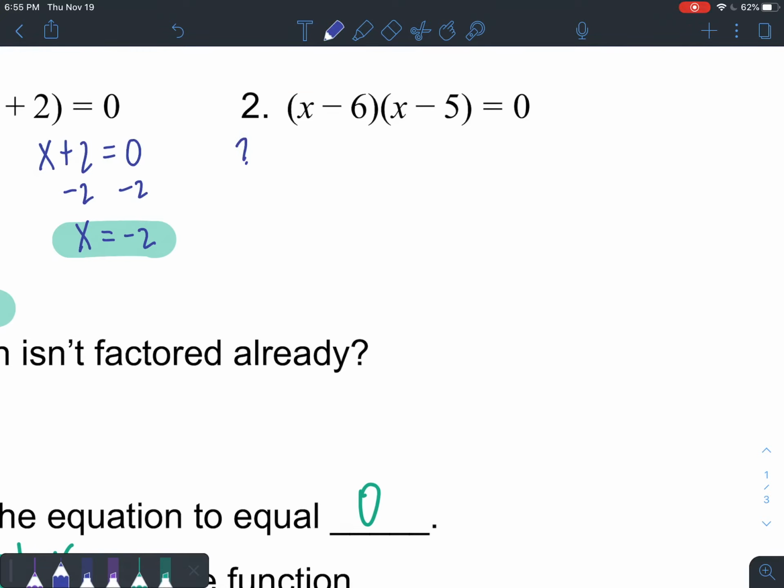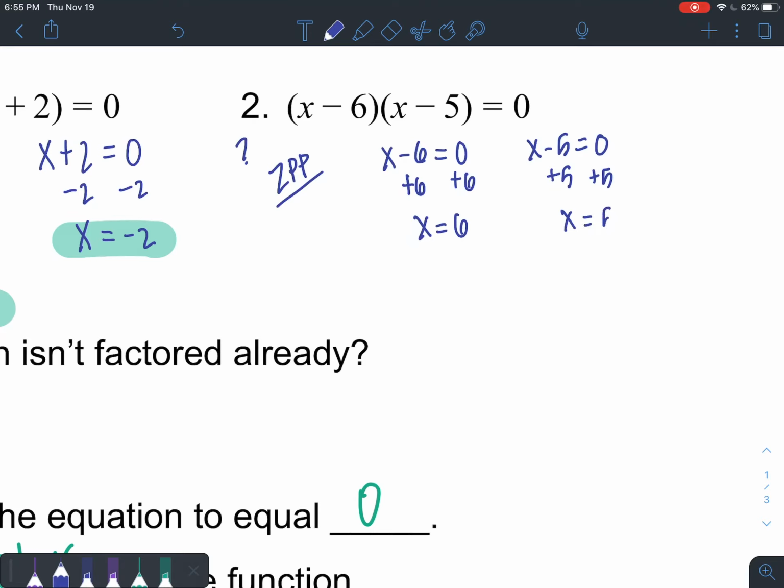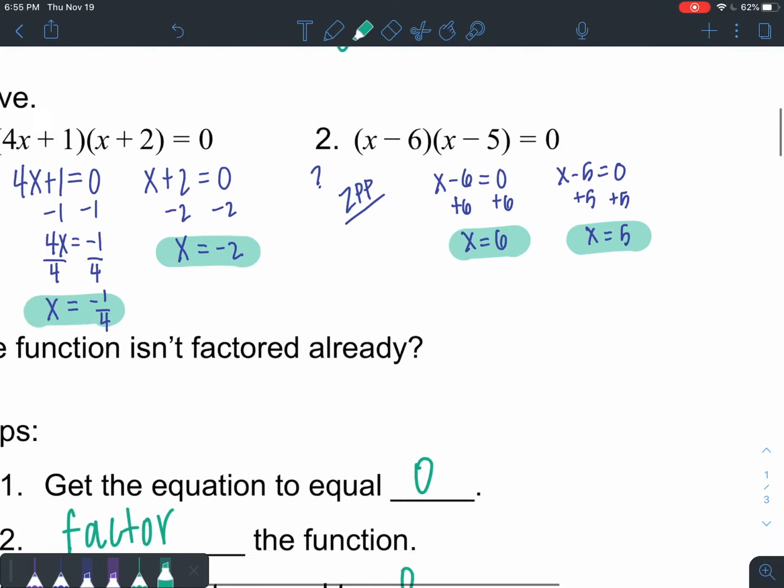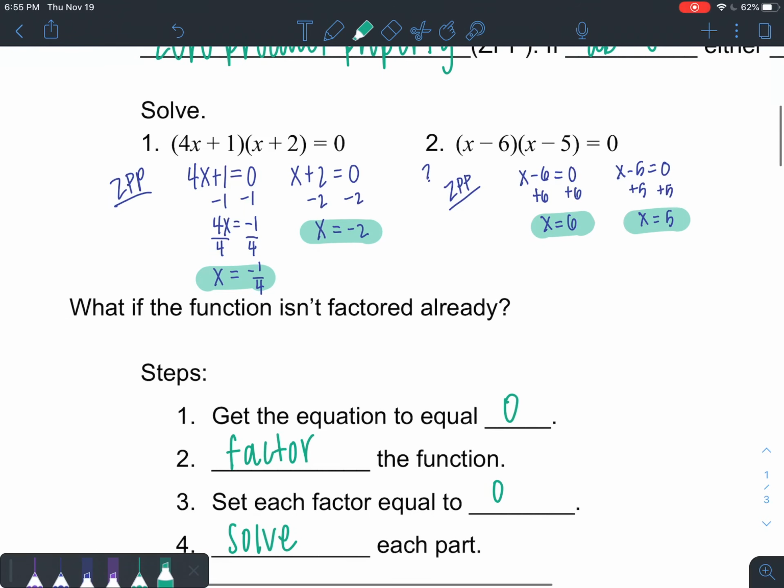All right, so let's go ahead and do this next one. You do it. All right, ZPP says I can set x minus 6 equal to 0 and x minus 5 equal to 0 because the whole thing is equal to 0. Then I solve. I get x equals 6 and x equals 5. All right, went through that kind of fast. Pause if you need to, but I was just covering what the zero product property is.